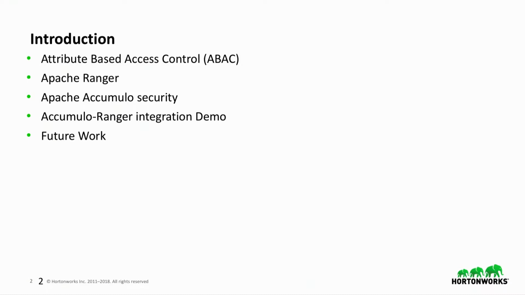So one of the first things that we're going to talk about today is defining ABAC, attribute-based access control. We're going to give an overview of Apache Ranger. And then we're going to give you a definition and walkthrough of Apache Accumulo security as it is now, and then give you an integration demo of those two tools, and then an over-the-horizon view on the future work that we're doing on that integration.